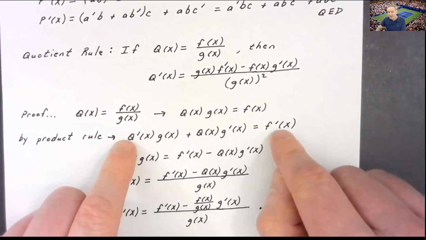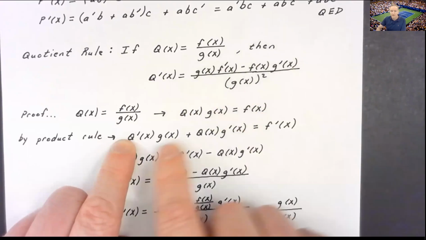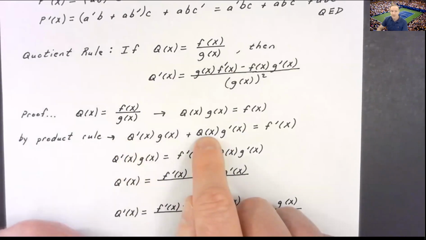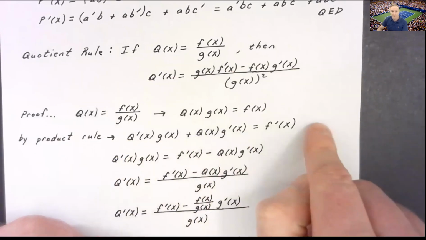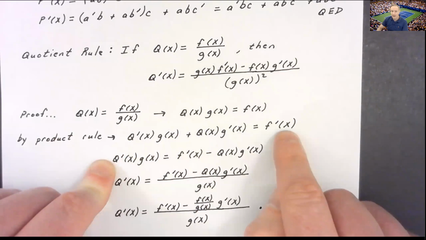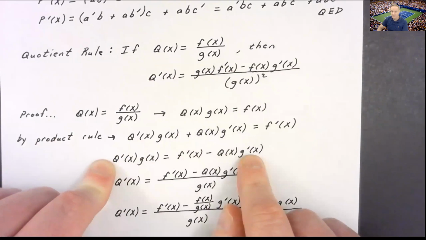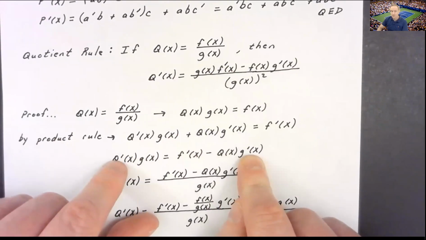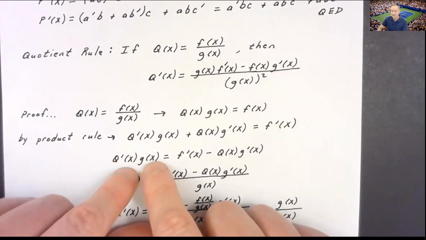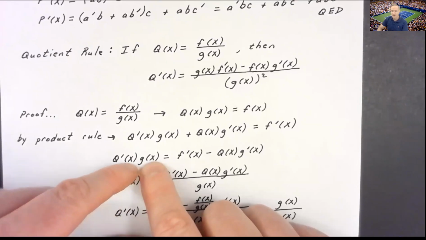Now, my goal is to solve for q prime of x, and I'm trying to show that q prime of x is equal to all of this. So right now, if I want to isolate q prime of x, I'll just subtract q of x, g prime of x on both sides, and that gave me q prime of x, g of x is equal to what I had on the right, f prime of x, minus q of x, g prime of x. Now, I've got the term that q prime of x was a part of by itself, but now I need to get it all by itself by getting rid of the other factor in that term. I'll divide by g of x on both sides.